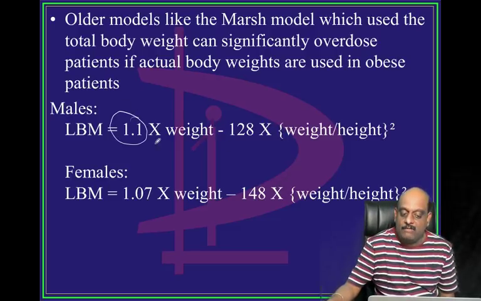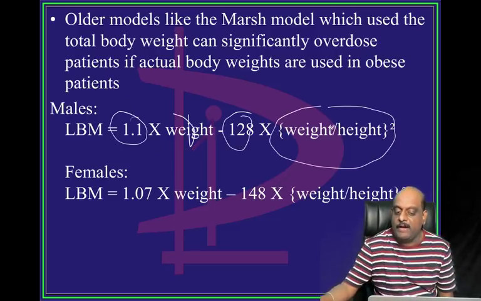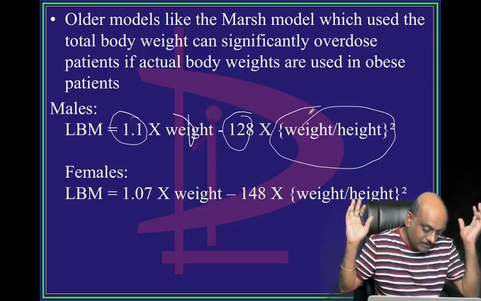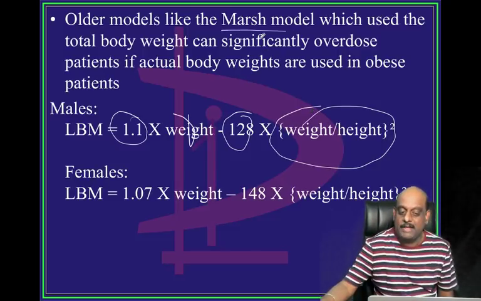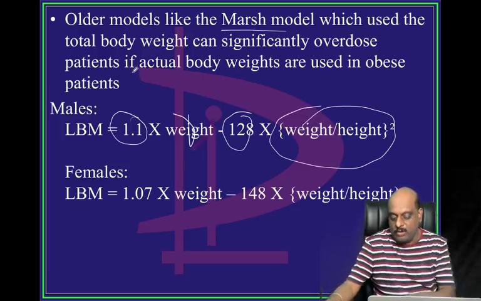In males, 1.1 into weight minus 128 into weight by height square. That's how some dumb formula is there. Don't worry about all that. Mainly know about the Marsh model.